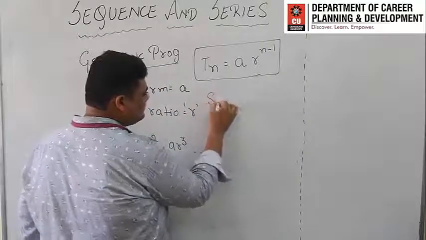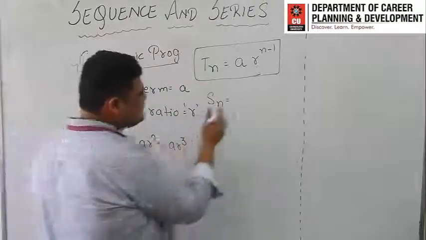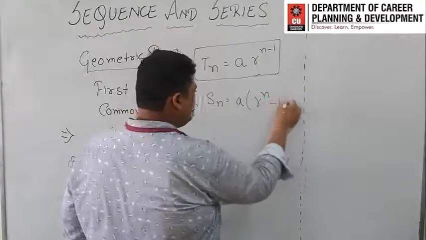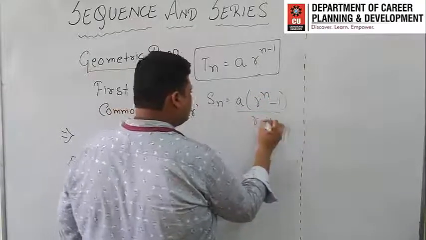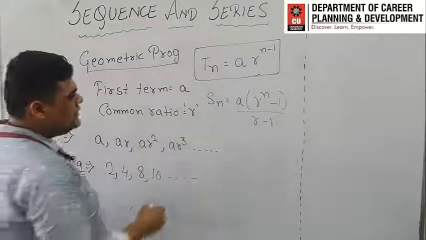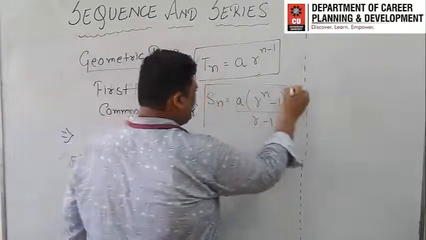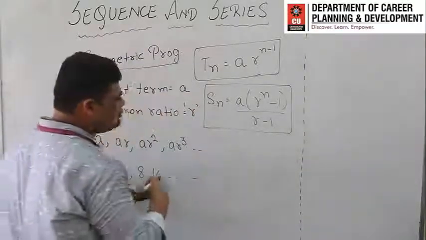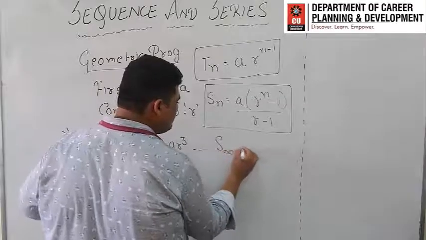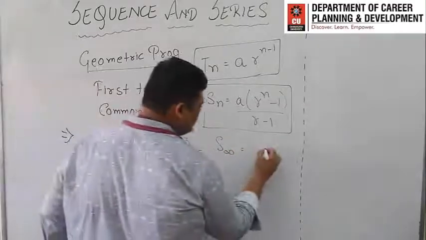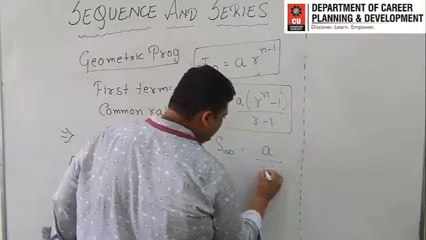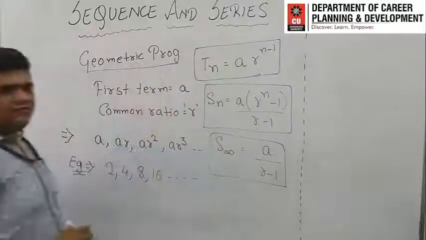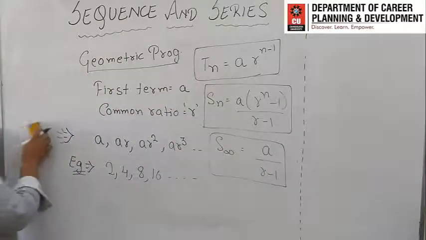The sum of n terms will come out as A multiplied by R to the power n minus 1, divided by R minus 1. Here we can also find the sum of infinite terms. The sum of infinite terms will be equal to A divided by R minus 1.